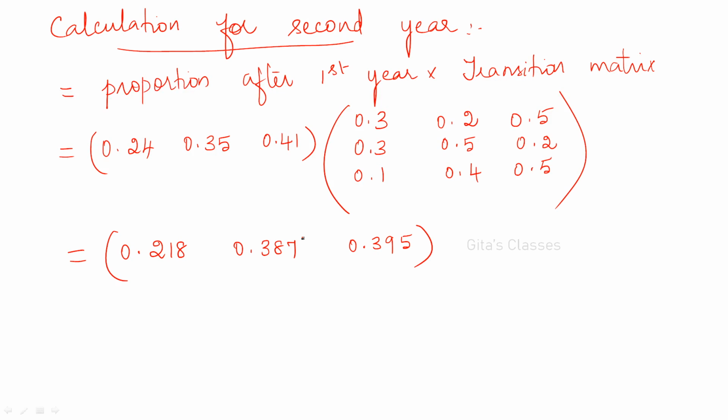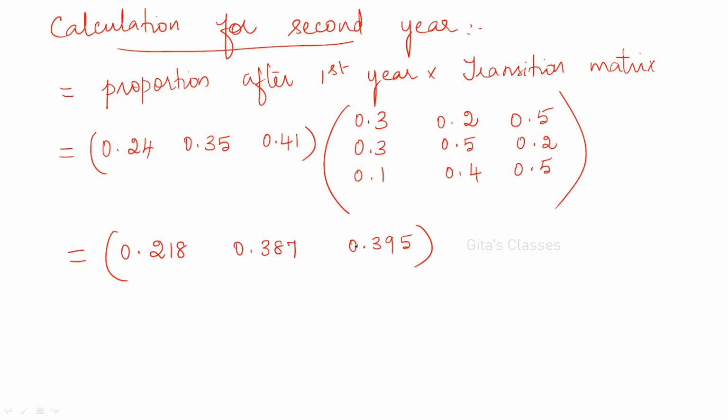But what is asked is after the second year. So population after the first year into the transition matrix. This is the first state now: 0.24, 0.35 and 0.41, that is, after the first year, into the transition matrix. What is going to change? Now it is 0.218, 0.387, 0.395. This can be done manually or using your calculator also.